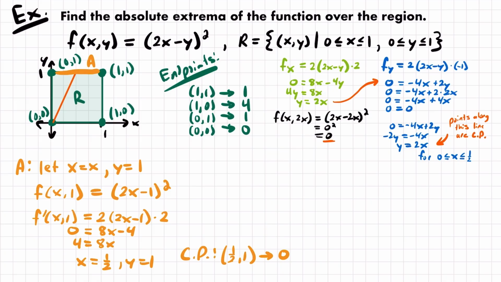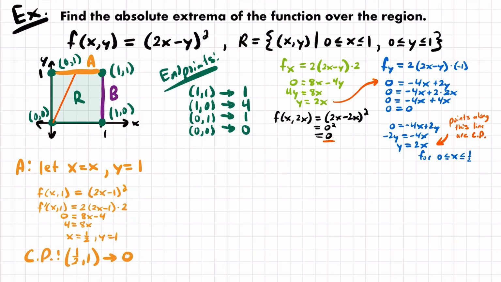Now let's move on to the next boundary. Let's work on this one here. I'll call it boundary B. And for boundary B, the value of x is always 1, right? This would be the line x equals 1. And the value of y depends on where you are along the y-axis.